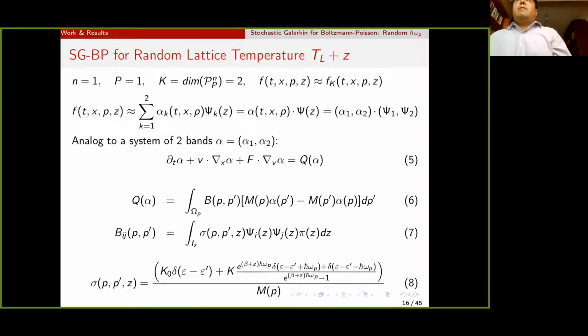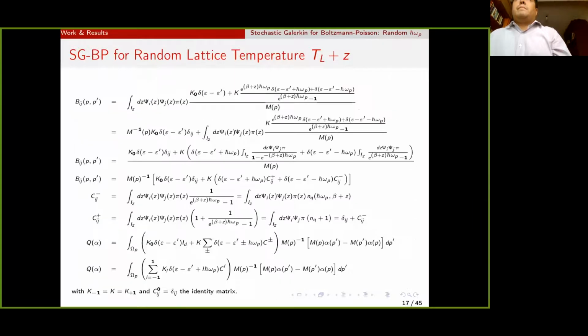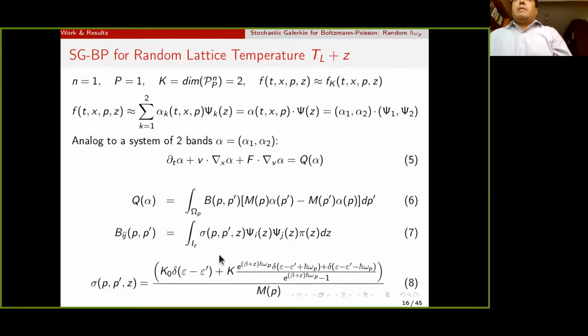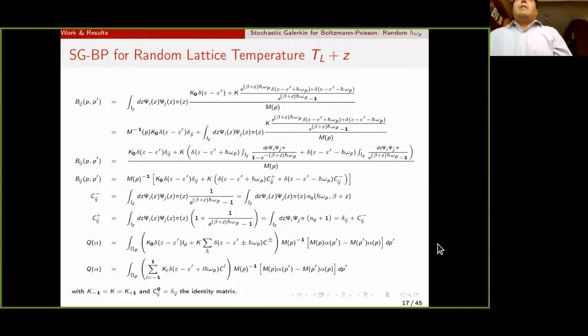And okay, in here, what I'm going to do is present a simple test case where you have a system of two bands, which are the coefficients of the stochastic Galerkin expansion. And in this case, what we're going to do is present the structure of the collision term that you get for this system. So, okay, this is basically a calculation. To obtain this scattering kernel, you have to integrate over the random variable. In here, let me guide you a little bit through the calculations. I'm just going to present the results, but I want to give some intuition into what you get. You perform the integrations at the very end.